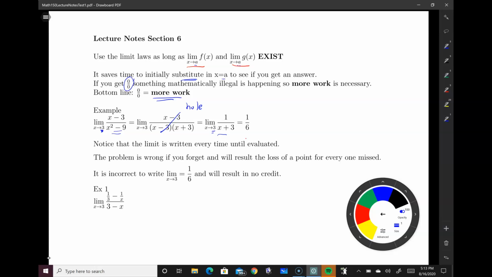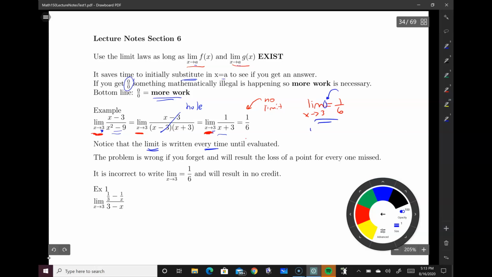Okay. Big deal here. The limit is written every time until I plug it in. This is a really big deal. I need to write the limit again as I'm doing the algebra, and then when I finally plug in x equals 3, there's no limit here. It's a really big deal how you write it. So it would be really incorrect to say limit equals 1/6. You have to have the f of x here. You have to have something here.